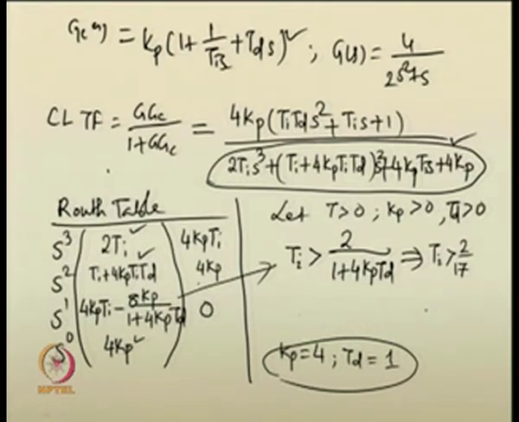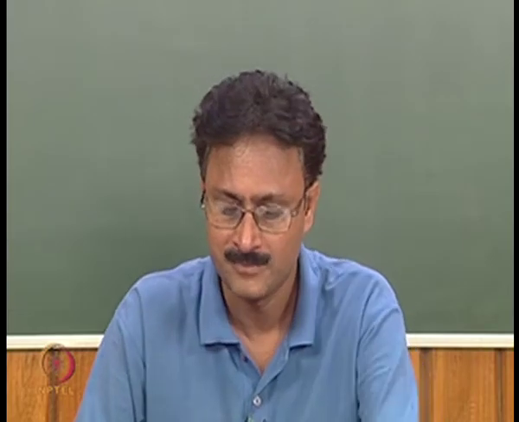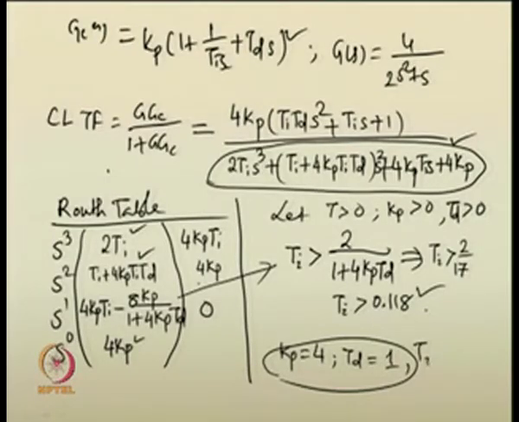That is same as Ti is greater than 0.118 approximately. So, if we choose a Ti value which is greater than 0.118 with the choice of Kp equal to 4 and Td equal to 1, certainly we will get a stable time response from the closed loop system. Let us assume Ti to be 4, we are far off from this value. So, certainly it will ensure stability of the closed loop system.